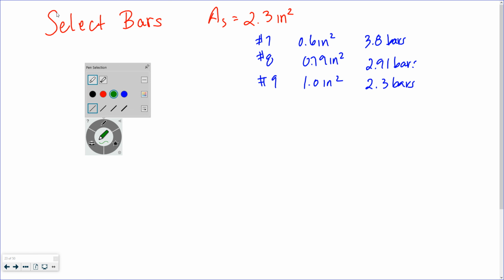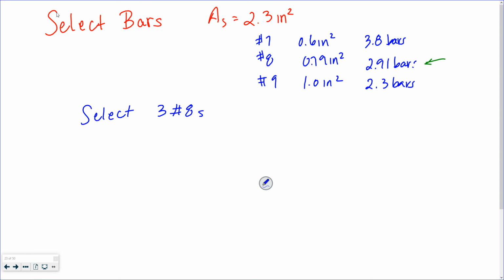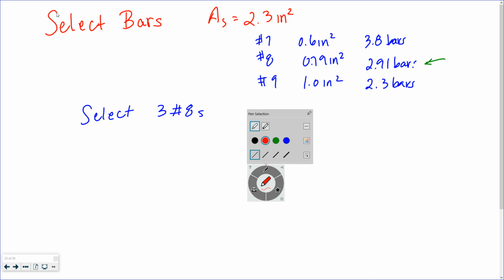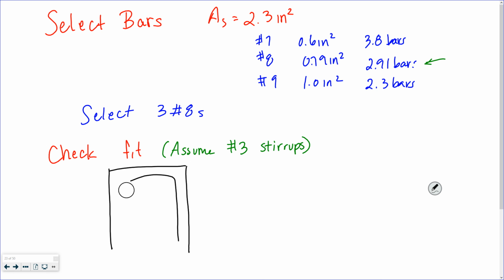So let's use 3 number 8s. So let's check our fit. I'm going to assume number 3 stirrups. Probably should have put that in. Oh, it's in the top, but that's fine. Right. And normal cover, right? I can never make my first one look nice. Okay.